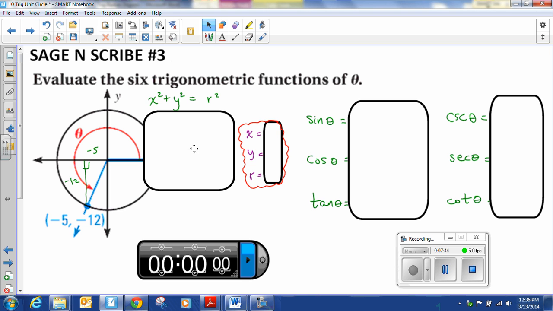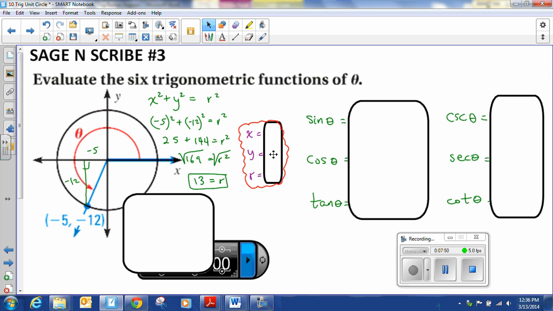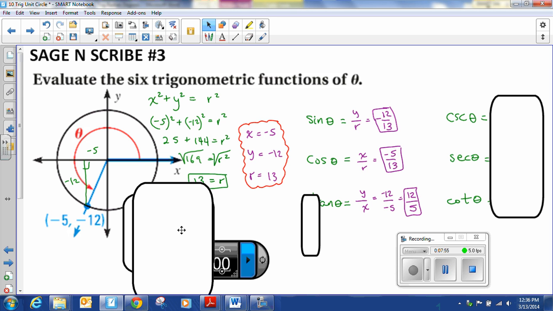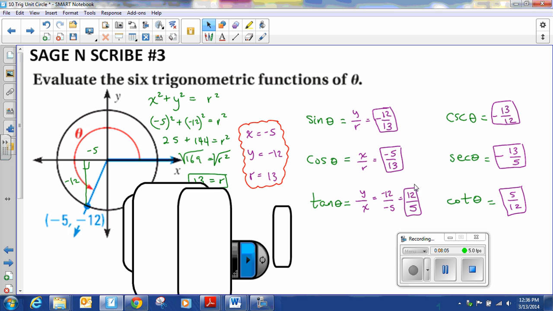Stage and scribe number 3. All right, same deal. Pythagorean theorem, find out that r is 13. x is -5, y is -12. r is 13. Here are the trig functions. Notice here we have -12 divided by -5. The negatives cancel each other out. So it's 12 over 5. And the inverse functions are the reciprocals.